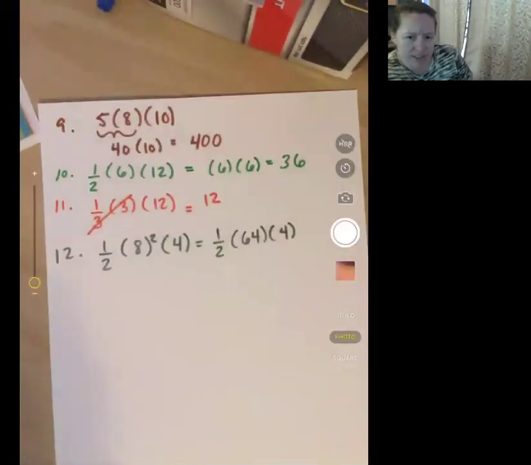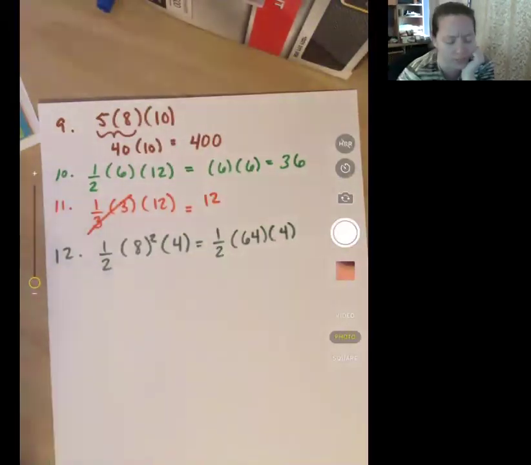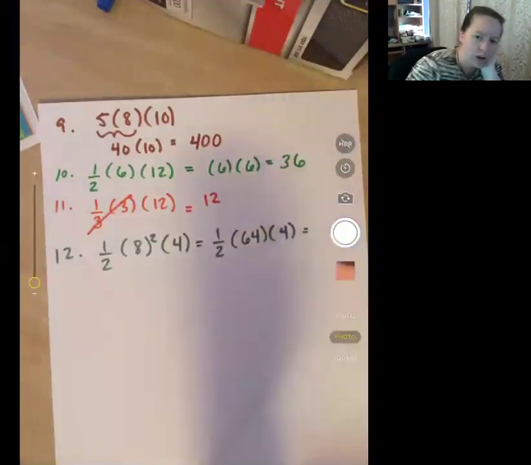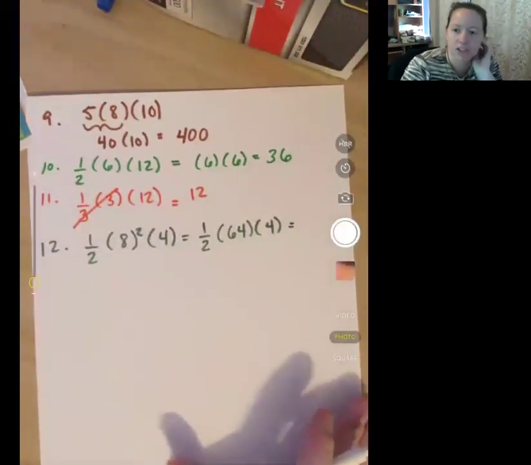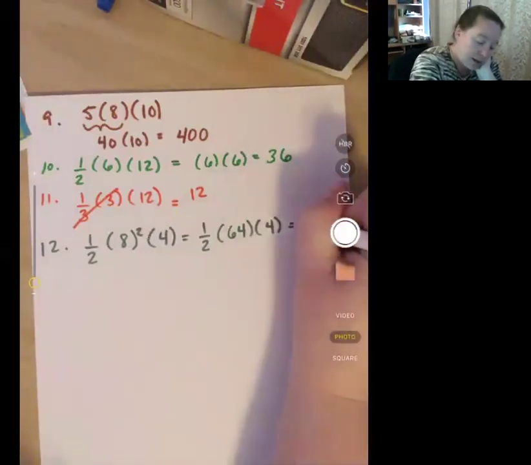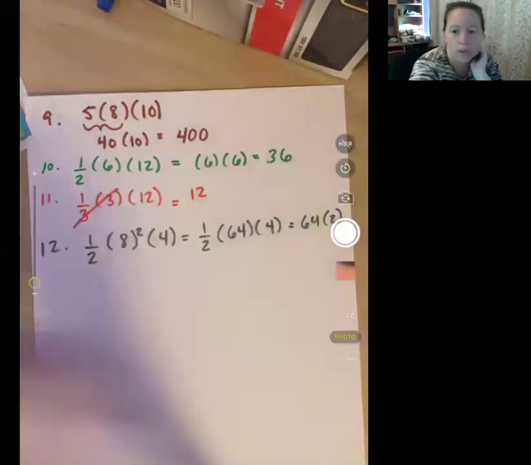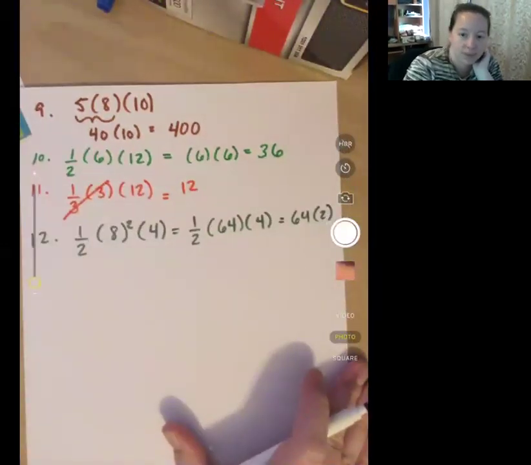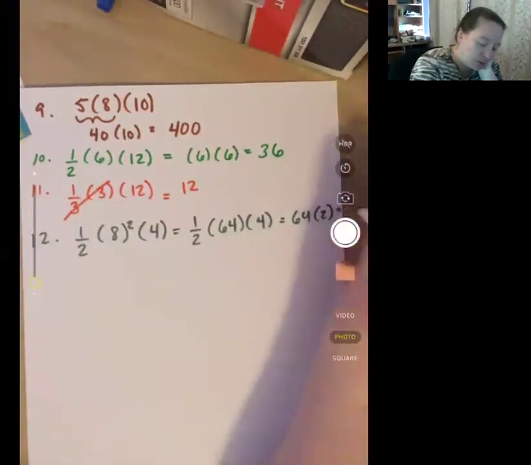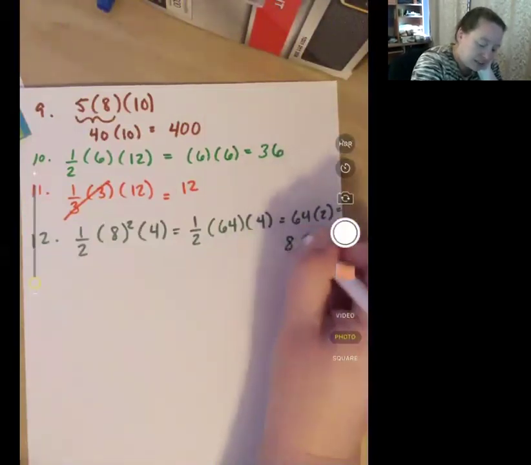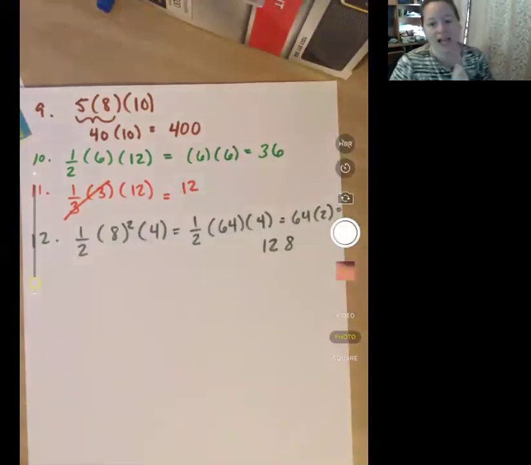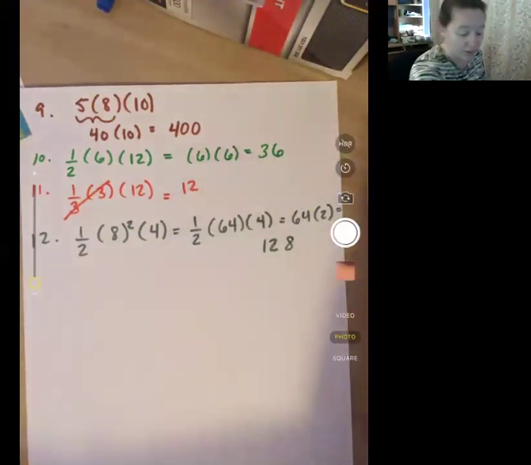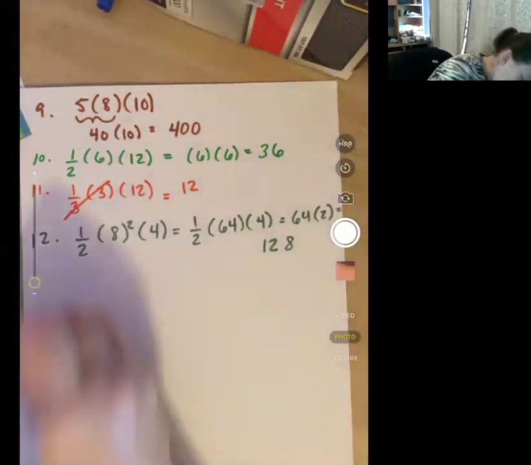I have a couple of choices about what I want to do with this to simplify it. Remember that 2, I'm going to divide that 2 out of something. I think in this particular instance, the easiest way to be doing it is going to be to divide the 2 out of that 4. Because 4 divided by 2 is 2. So I now have 64 times 2. I'm just left with that. And then I know that 4 times 2 is 8. 6 times 2 is 12. So I have 128 for that one.